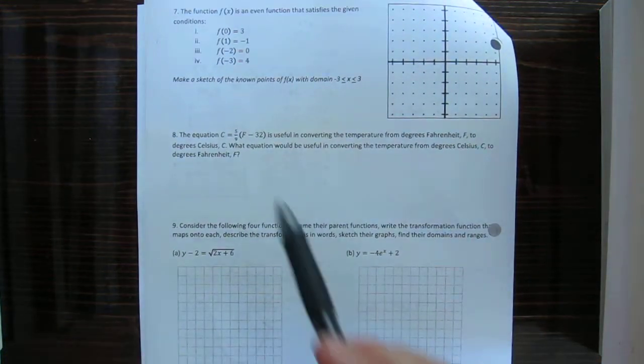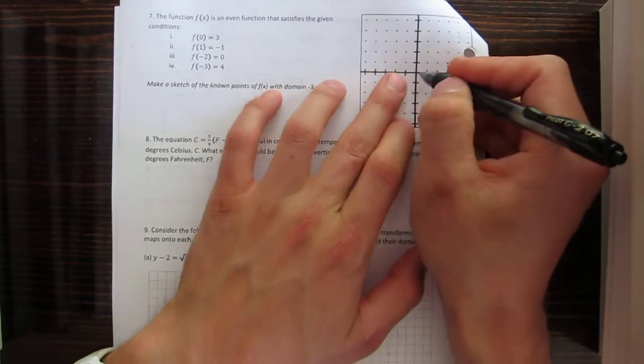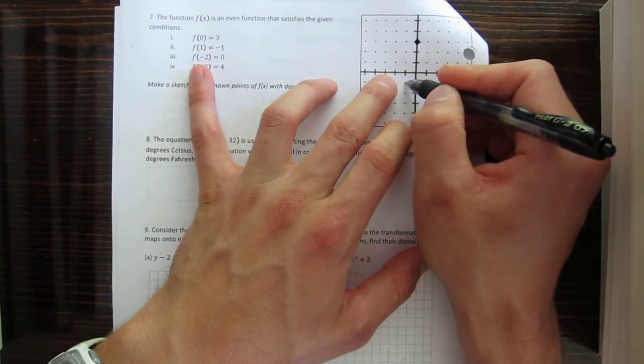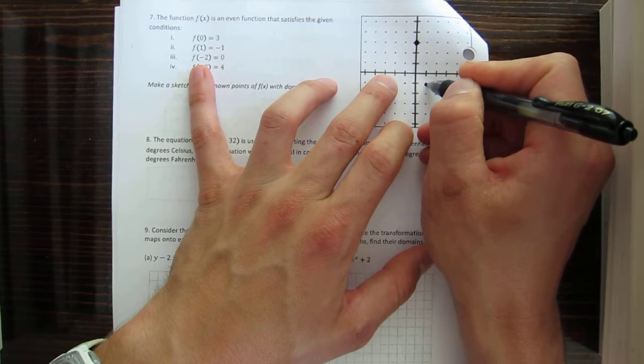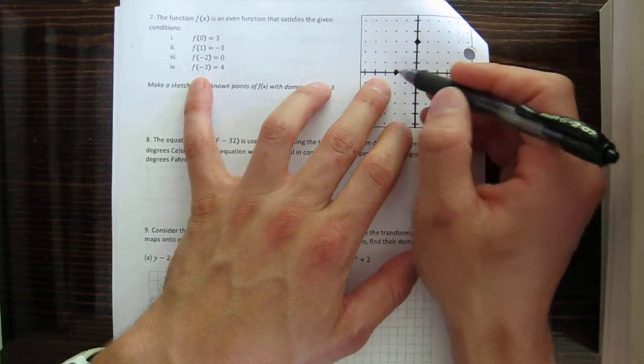So here, this is giving us some points. It says the function f of x is an even function that satisfies the given conditions. f of 0 equals 3. f of 1 equals -1. f of -2 equals 0. And f of -3 equals 4.